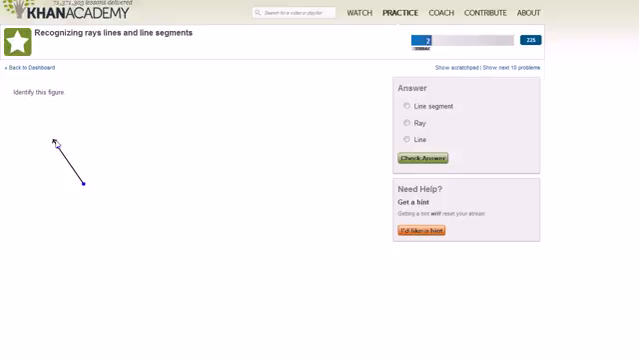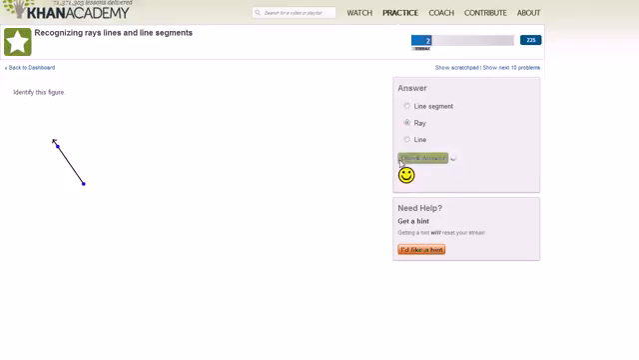Here, we have one arrow, so it goes on forever in this direction, but it has a well-defined starting point. So it starts there and then goes on forever. And if you remember, that's what a ray is. One starting point, but goes on forever. So one way to think about it is it goes on forever in only one direction. So that is a ray.